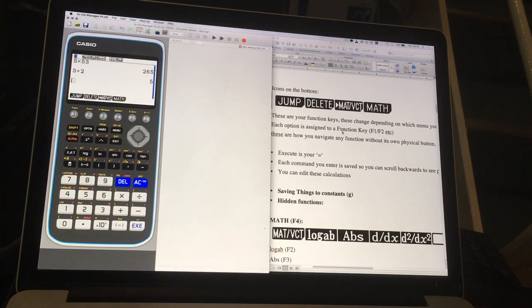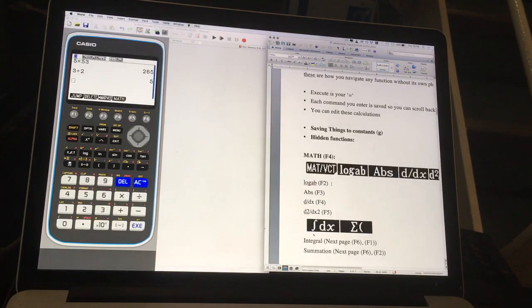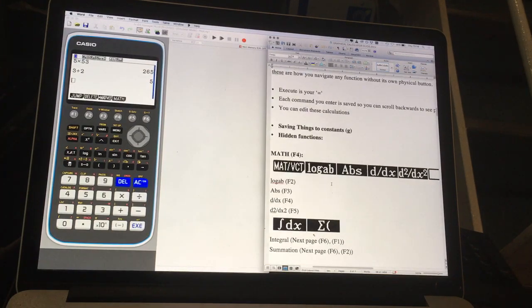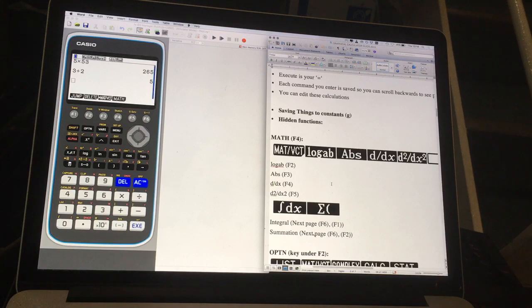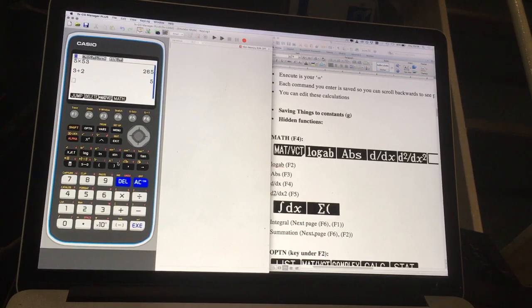Cool. All right. So next bit is saving things in constants. So this might be quite useful. You can do this on standard calculators as well, but it's a bit more powerful on the graphical calculator. So let's say we wanted to save an answer. A useful one you might want to save might be 9.8, which is G in mechanics. So type in 9.8.